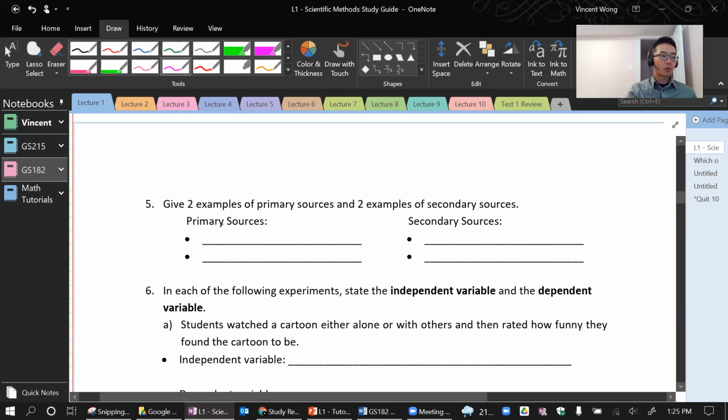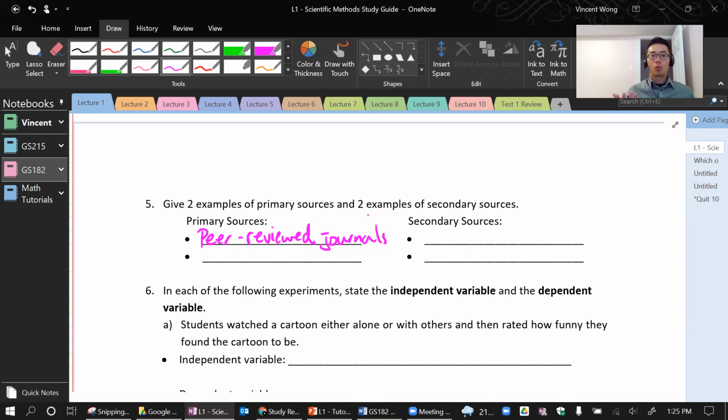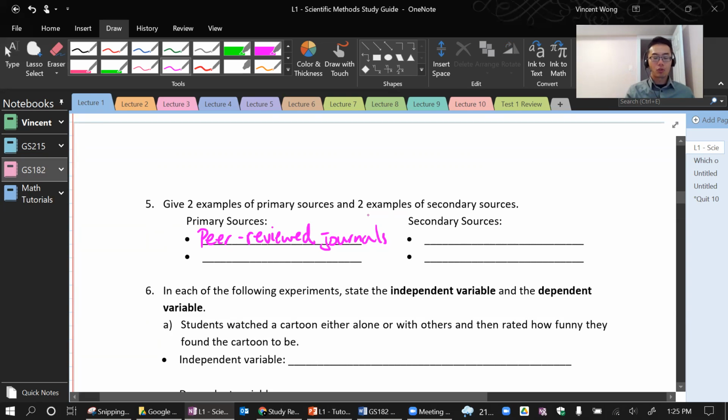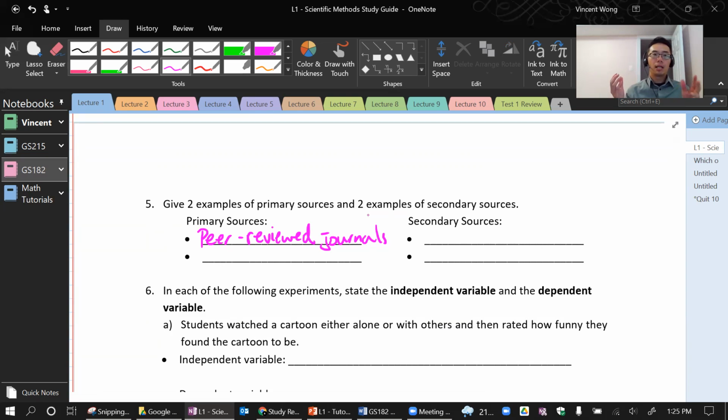So examples of primary sources are peer-reviewed journals. Okay, so if you are a scientist and you did some research and you want to publish your results, you would submit your work to a particular journal. There are many scientific journals out there. You might have heard of some of them. There is one called Nature. There is the British Medical Journal. All these different types of journals. And then other experts in the field will look at your work and give you some criticism.